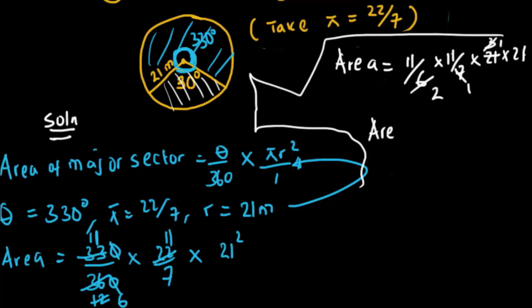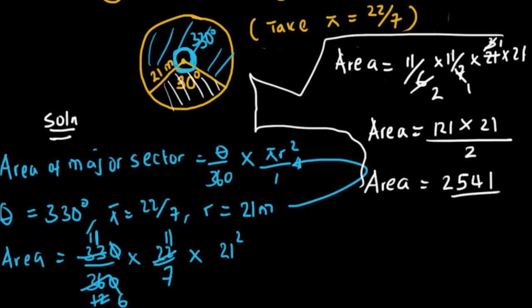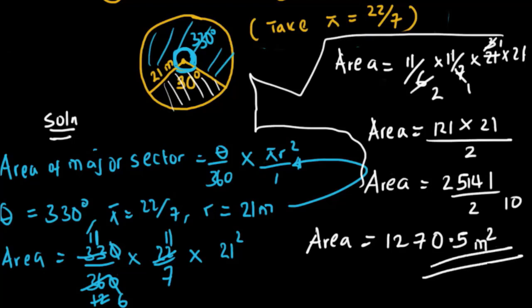So area equals to 11 times 11 will give us 121. So we have 121 times 21 all over 2. So area equals to 121 times 21 should give us 2541 all over 2. So area equals to 2 in 2 is 1, 2 in 5 is 2, remainder 1, 2 in 14 is 7, 2 in 1 is 0, remainder 1, 2 in 10 is 5. So we have 1270.5 meters squared. And here's the area of the major sector. I hope you understand this perfectly.